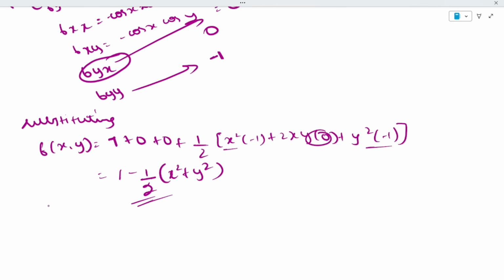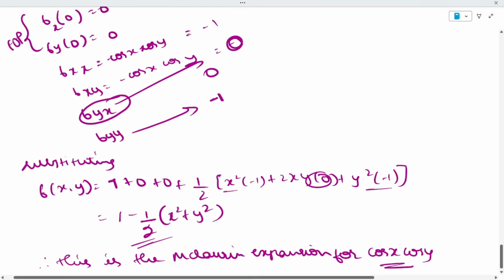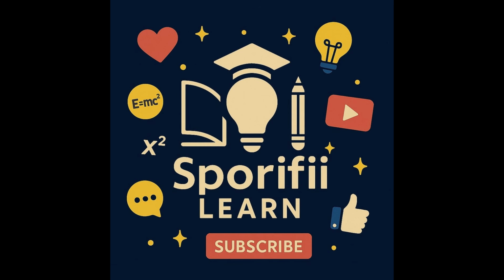Now this is the Maclaurin expansion for cos x cos y. This is being repeated. I hope you got this question. Now we will continue with the next concepts.